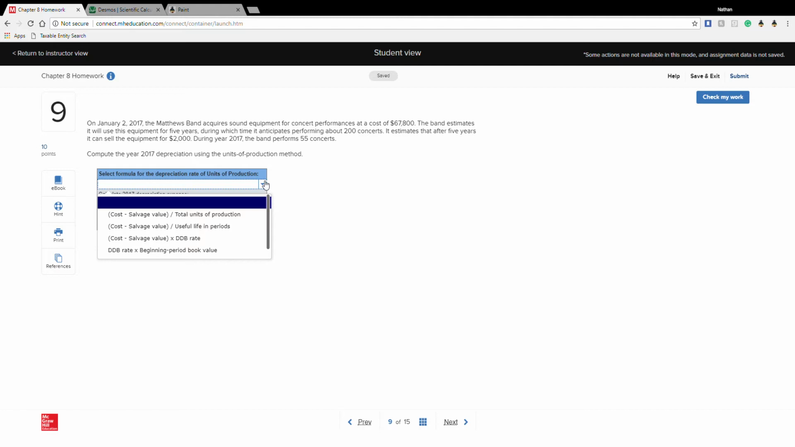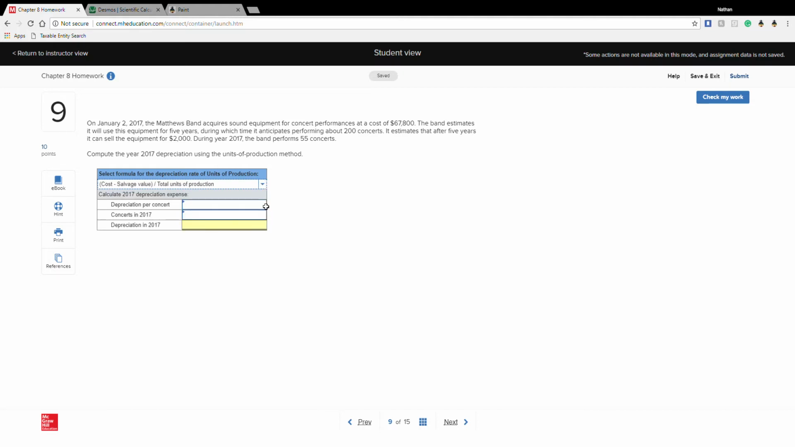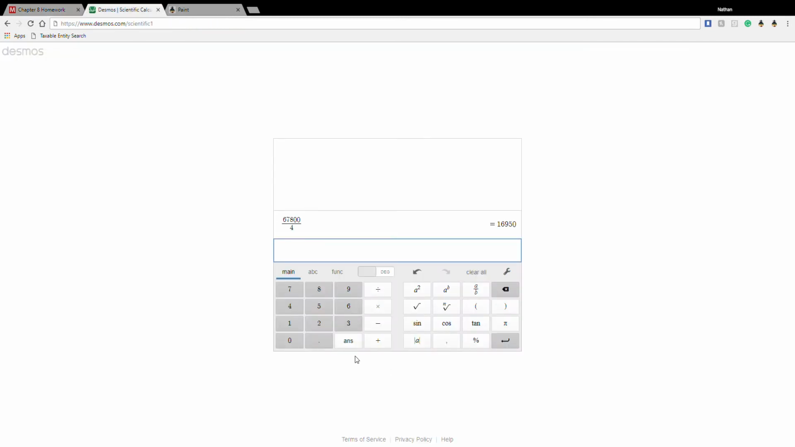First off, the formula is still cost minus salvage, our residual value, divided by total units of production. And then it wants us to find depreciation per concert. So we actually have to do the formula. So we're going to take the cost. So I'm going to actually do this right here. Cost for us was 67,800.